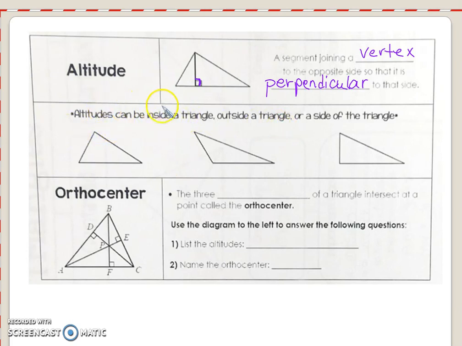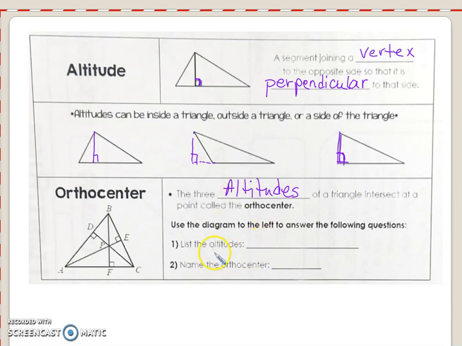Now, altitudes can be inside the triangle. Okay? They can be outside the triangle. And they can be on the triangle. If it's a right triangle, then the altitude is right there at the right angle. Okay? The three altitudes of a triangle intersect at a point called the orthocenter.